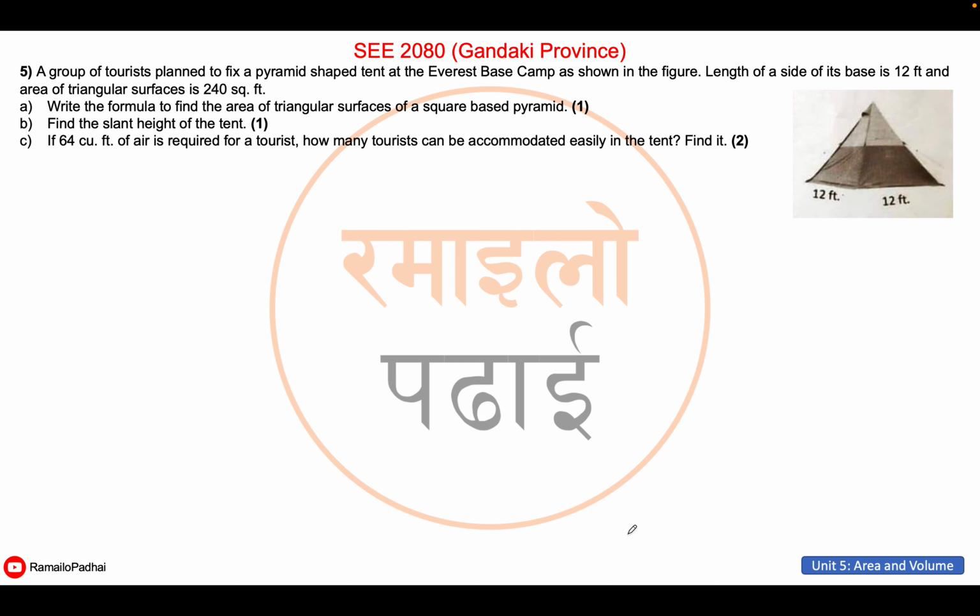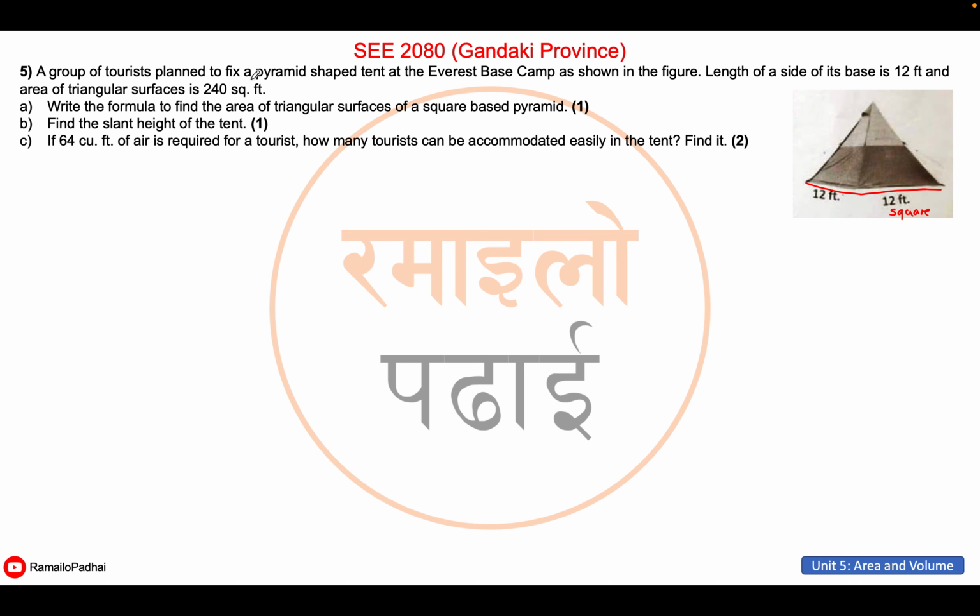Today we are going to solve a question from Unit 5 Area and Volume that was asked in SC 2080 at Gandaki Province. The question says that a group of tourists plan to fix a pyramid shaped tent at the Everest base camp as shown in the figure. So here the figure is showing a pyramid shaped tent, and the base of the tent has 12 feet on both sides. That means the tent is a square based pyramid.